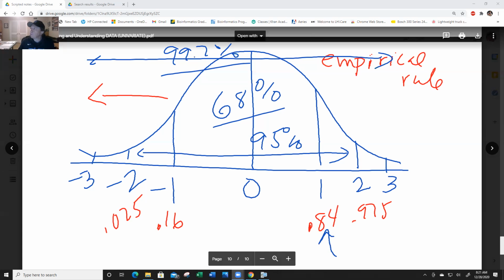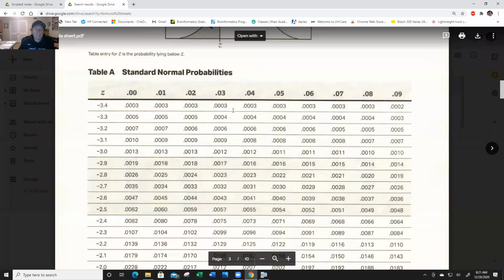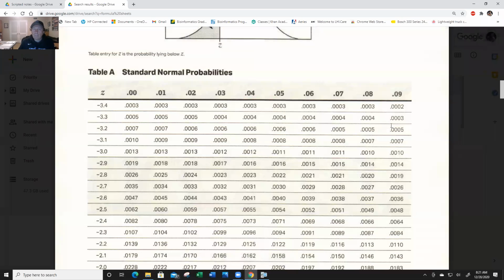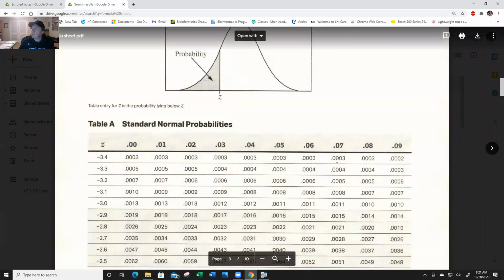Let me clear this real quick. You're going to be shown a table today as well. On this table, let me slide down a little bit. If you notice in the table, I'm going to show you how to look at this right now. The table is in hundredths.